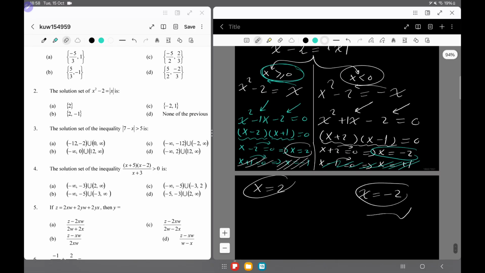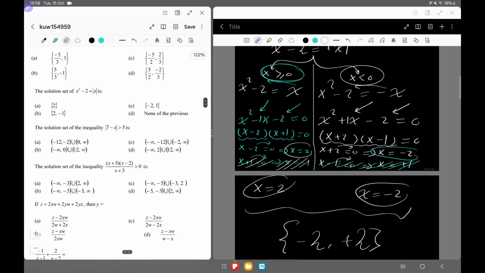So the solutions are negative 2 and positive 2. We have two solutions, but there is no such choice, so the correct answer is none of the previous. Okay, next question.